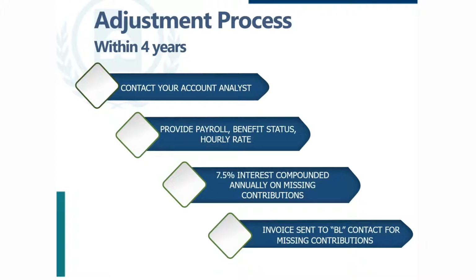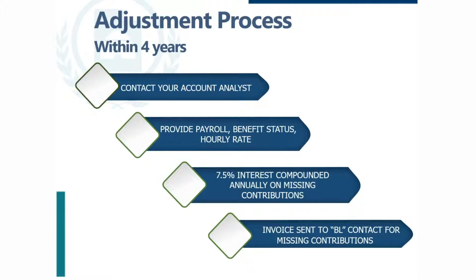As a result of the statute of limitations, the adjustment process varies depending on whether the corrections are for pay periods within the last 4 years or if they are for periods beyond the last 4 years. Adjustments within the last 4 years must be processed by our office, and agencies are responsible for any amounts due within the last 4 years. If there is a correction needed for pay periods within the last 4 years, please contact your account analyst.